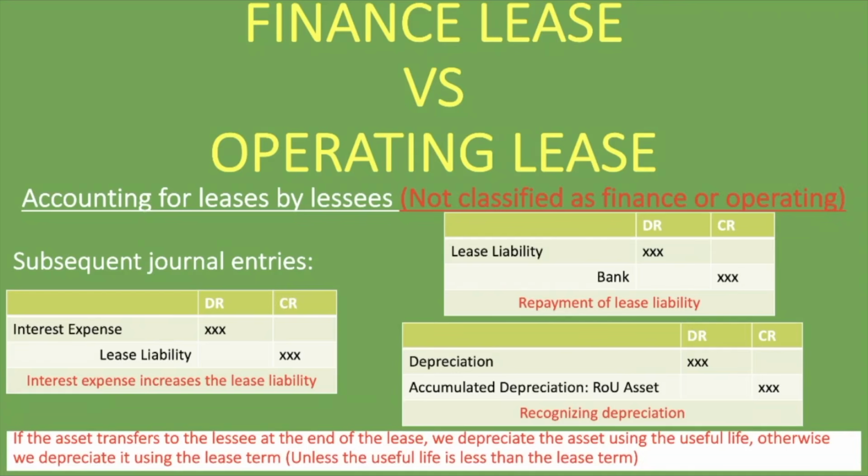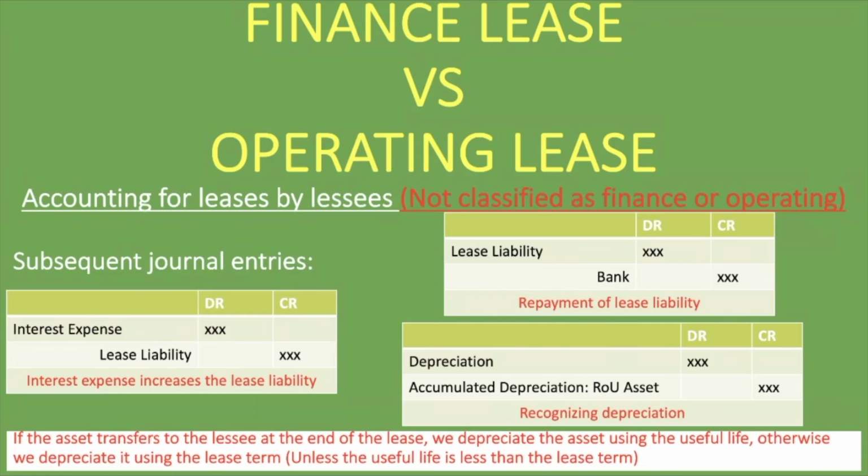If the asset transfers to the lessee at the end of the lease, we depreciate the asset using the useful life of that particular asset. Okay, so if it transfers to the lessee, we depreciate the asset using the useful life of the right of use asset. Otherwise, we'll depreciate it using the lease term, unless the useful life is less than the lease term. Okay, so it's very important to note that.